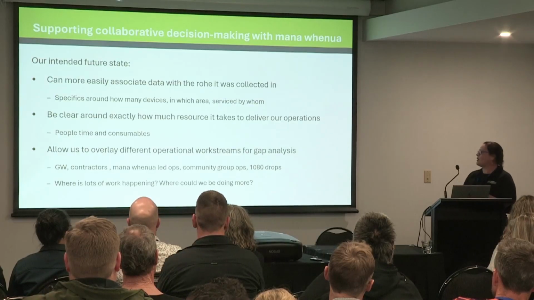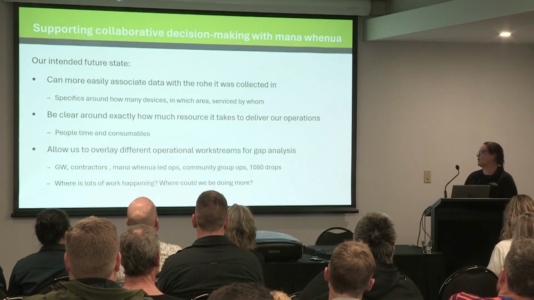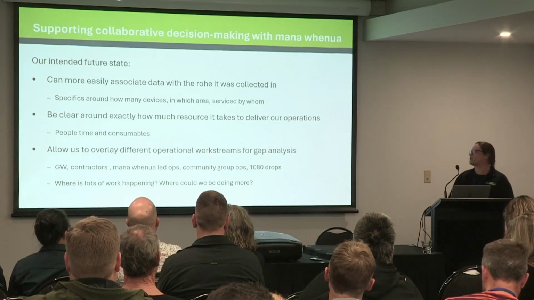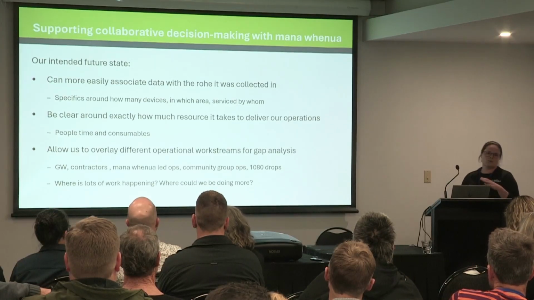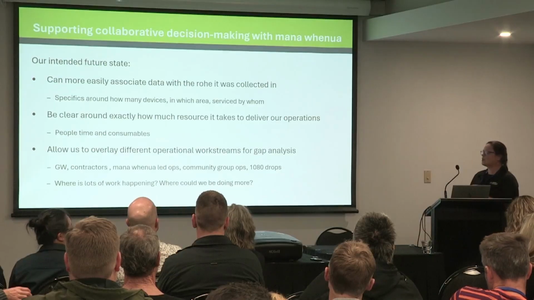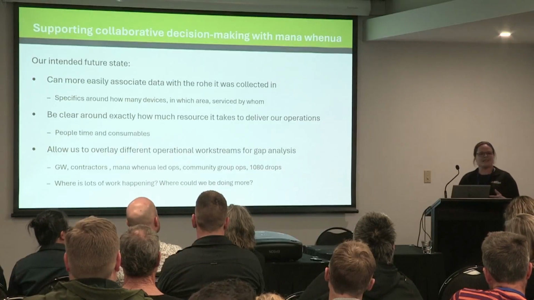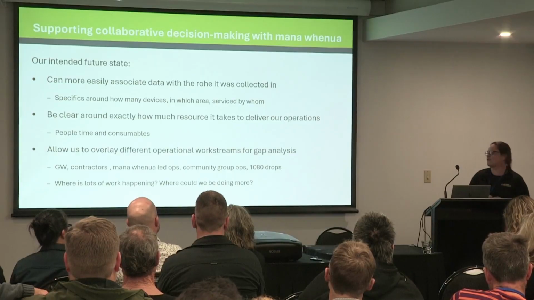We can also get more specifics around how many devices we've got, in what area, serviced by whom, on what frequency. Be clear about exactly how much resource it takes to deliver our operations, people time and consumables. But it's also going to allow us to overlay different operational work streams over the top of each other so that we can do some good gap analysis. Where are we operating? Where are contractors operating? Mana whenua-led operations, community group-led operations, 1080 drops. So we can identify not only where we're operating, but where the gaps are, so that if we're trying to create cost efficiency across organisations, we're going to really identify where we need to go next.